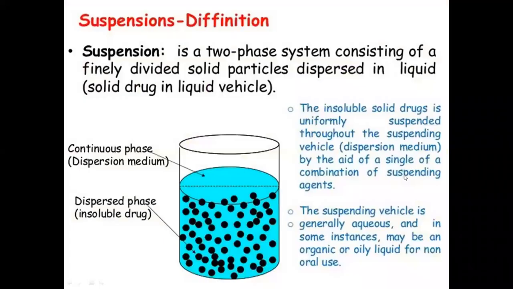So these are the solid particles. Their range is given in the definition, and we have to write it in the definition. Solid particles range from 0.5 to 5 micron. Then they are dispersed in the liquid.